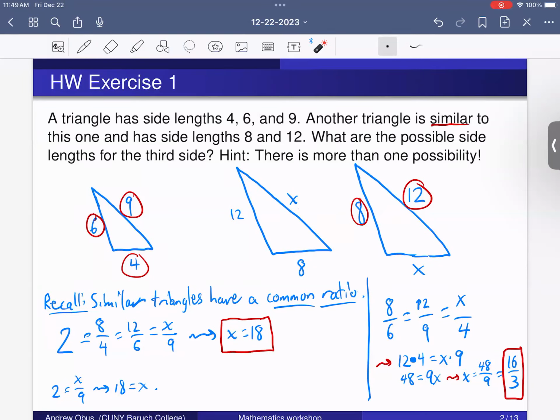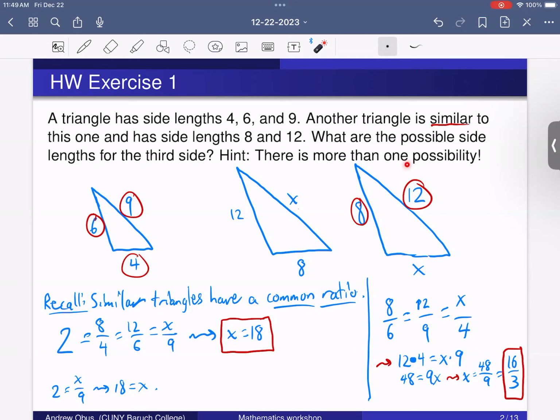Okay. Any other questions about this? Yes, James? What guarantees the third triangle to be similar to the remaining two? Look at the ratios, right? Similar triangles have a common ratio. We said similar triangles are the same if their angles are all the same, but another way to check that is to see if there's a common ratio for all of the sides.